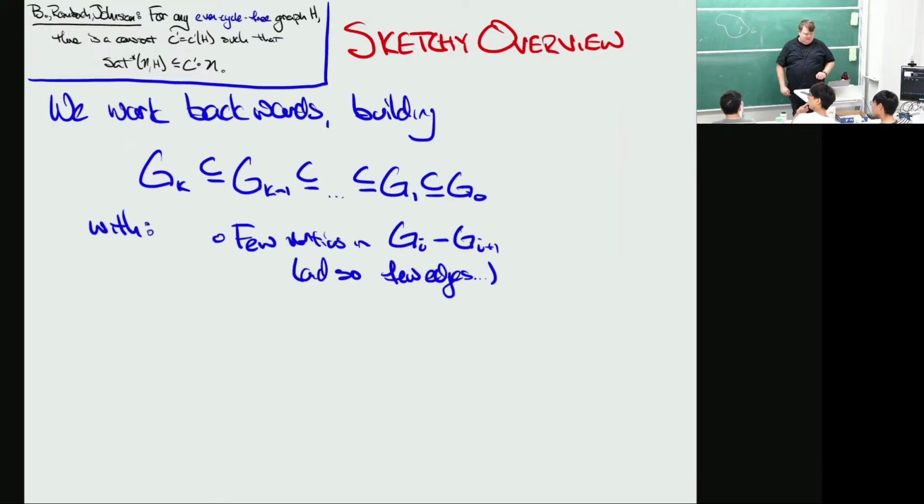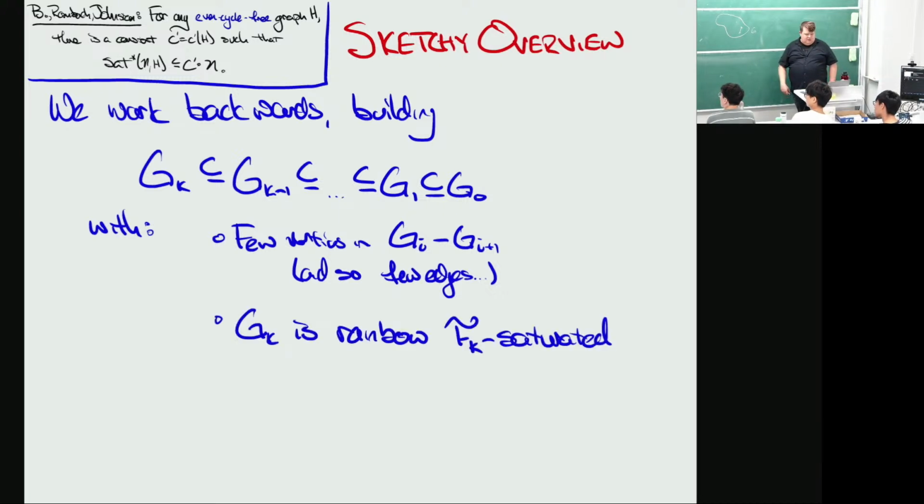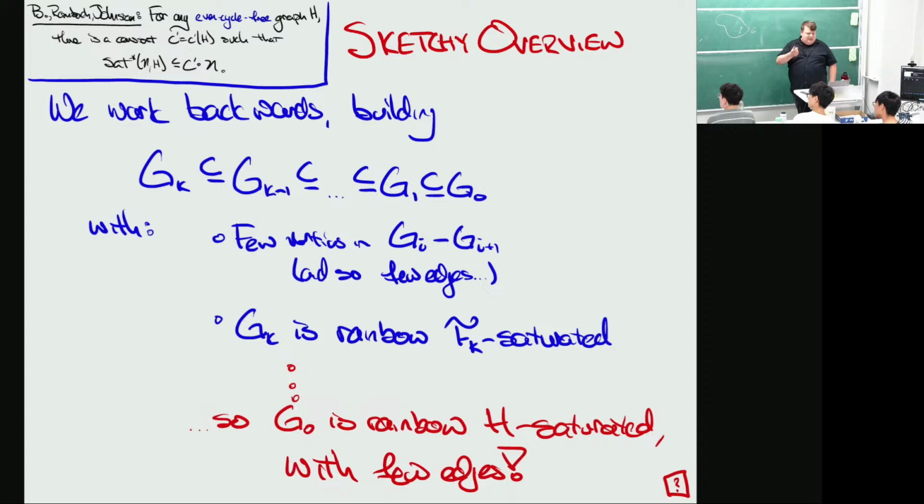Okay, so this is the part that I'm not telling you any detail about, is how to do that. The point is that you can do that in a way where there are very few vertices which have changed between these saturated graphs. That is, they don't go up by huge numbers of vertices in any one step. G_k will remain rainbow F_k saturated as you do it. And that means that when you get down to the end, you've got a graph which is rainbow H saturated, and you can count how many edges it must have by how many edges you took out in this process.